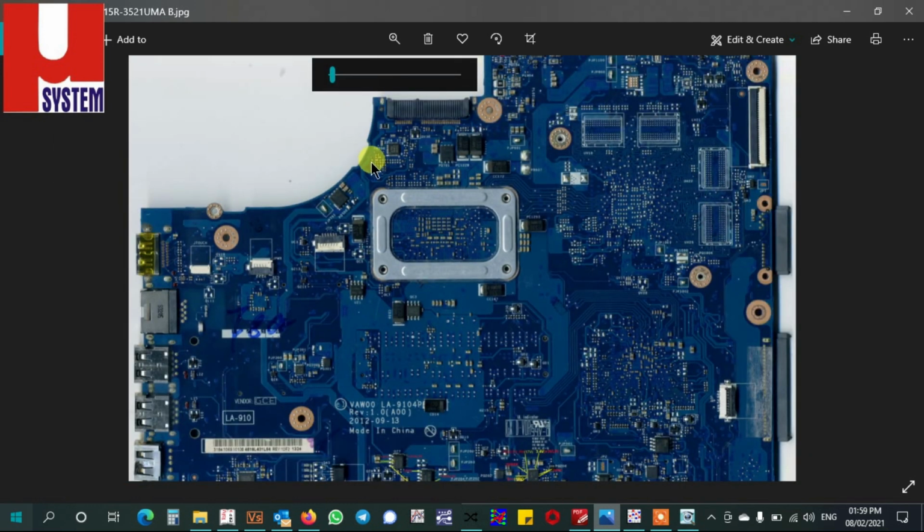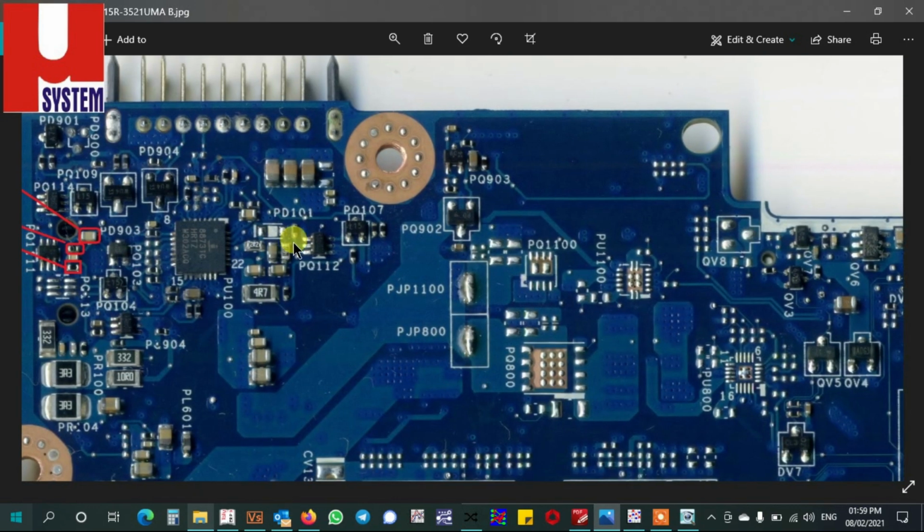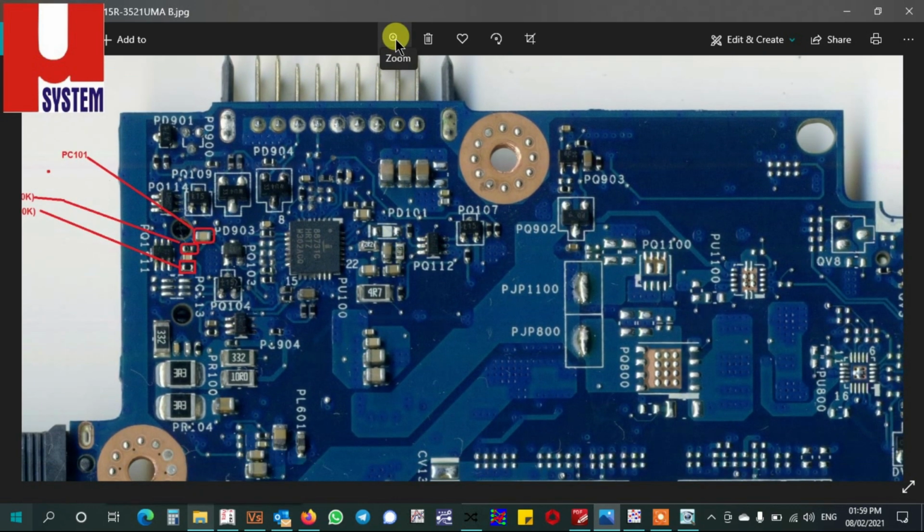I am having the board view page. This is another file. This is a high definition picture of the same motherboard. Here you can see properly. So these points are negative and these 2 points are positive. In between these two points, when I am checking with the multimeter, we are getting a 0 ohms reading.